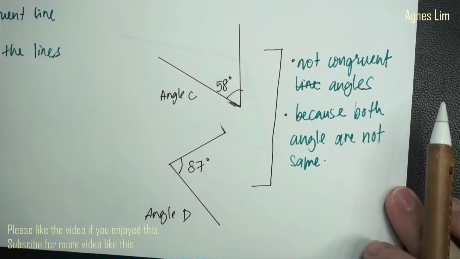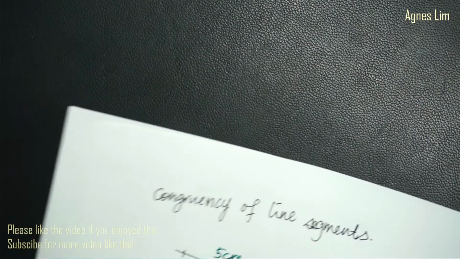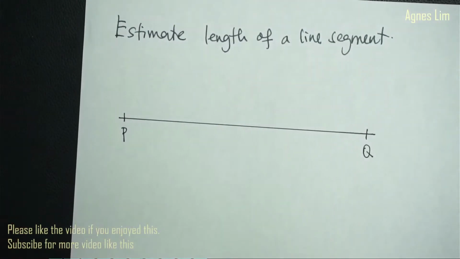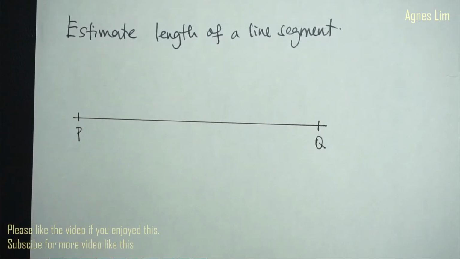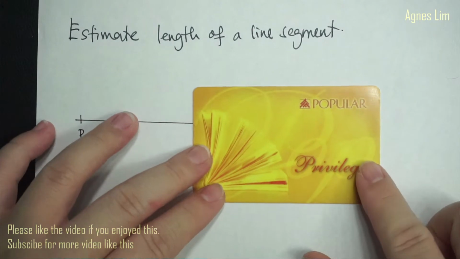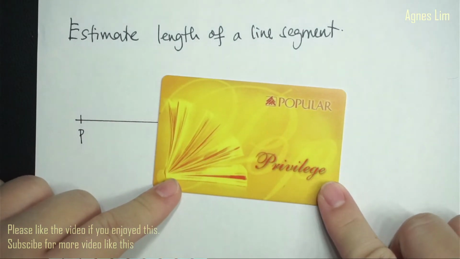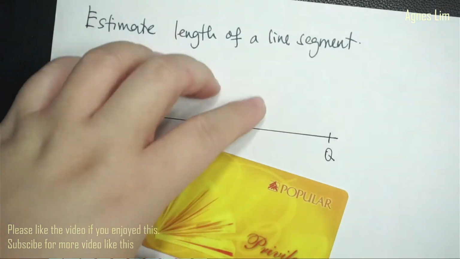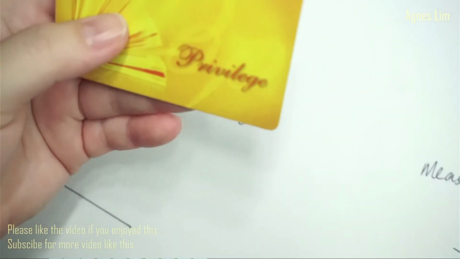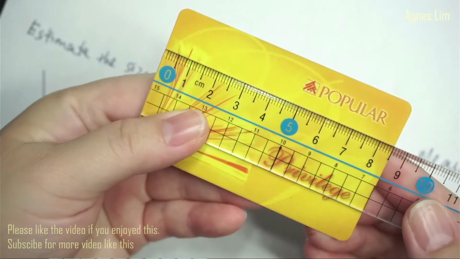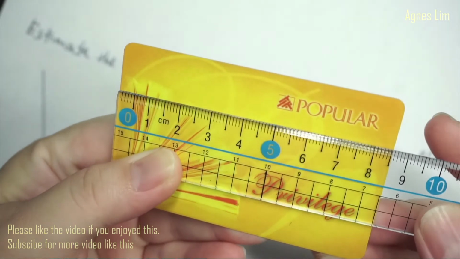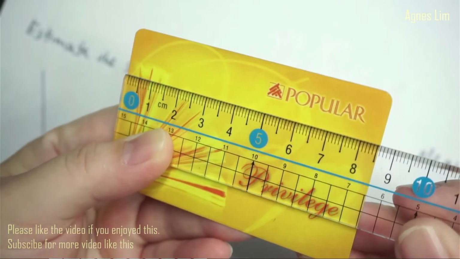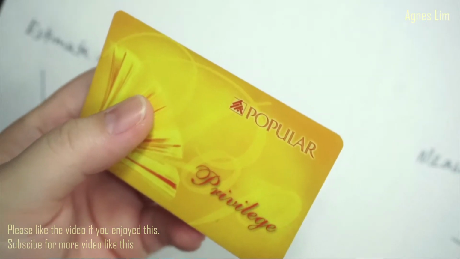Alright, so we move on to the next one. Estimate the length of a line. When you want to do estimation, we need something to estimate with. So for now, I'm going to bring up a card here, and I'm going to measure that card. This card is around 8.5 centimeters, as you can see here. I'm going to use the card.